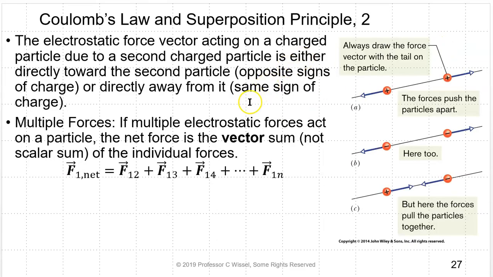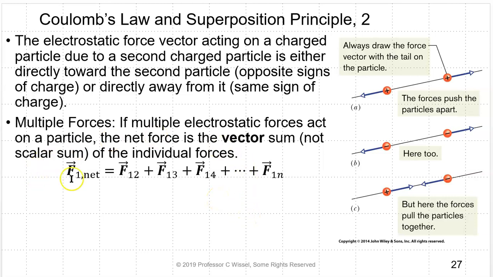With Coulomb's law, you can use superposition just like you did before. The electrostatic force acting on a charged particle due to a second charged particle is either directly toward the second charged particle for opposite signs or directly away from it for the same sign. If multiple electric forces act on a particle, the net force is the vector, not the scalar, sum of the individual forces.